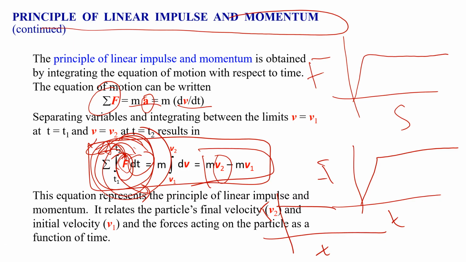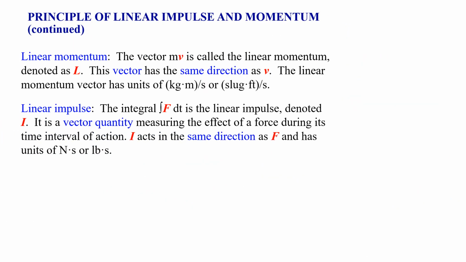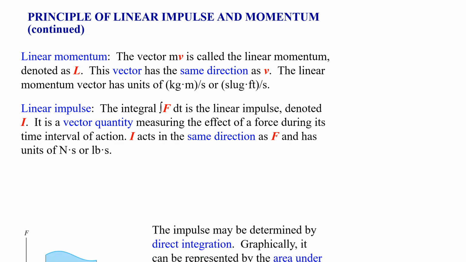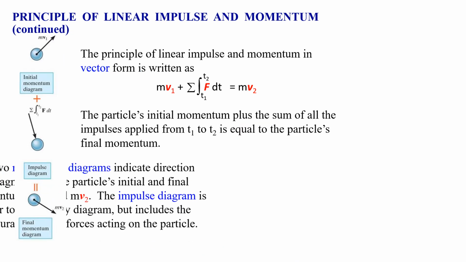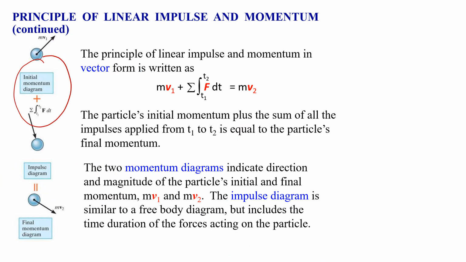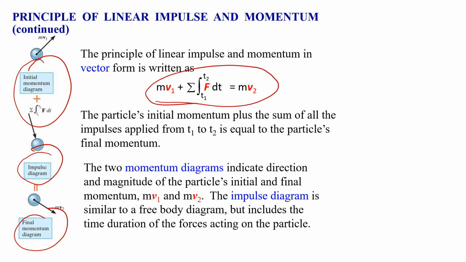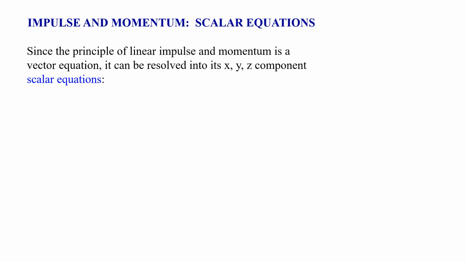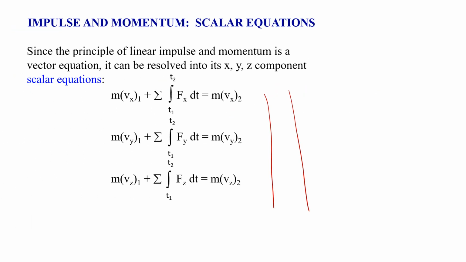For this one, you need to make the initial momentum diagram, final momentum diagram, plus the impulse diagram. And then you can write this equation. Again, these are vector equations, but you can always write them in the x direction, y direction, and then solve. So in x, y, z, these are the equations.